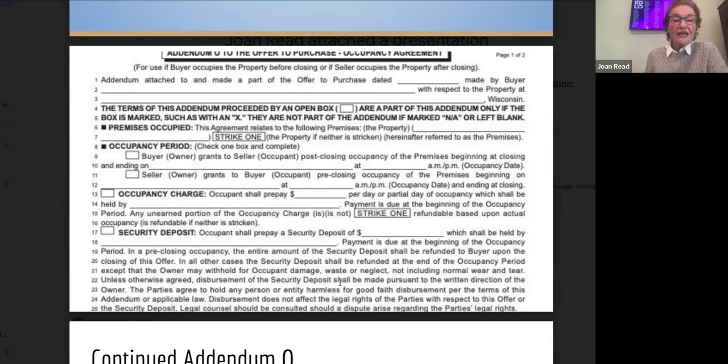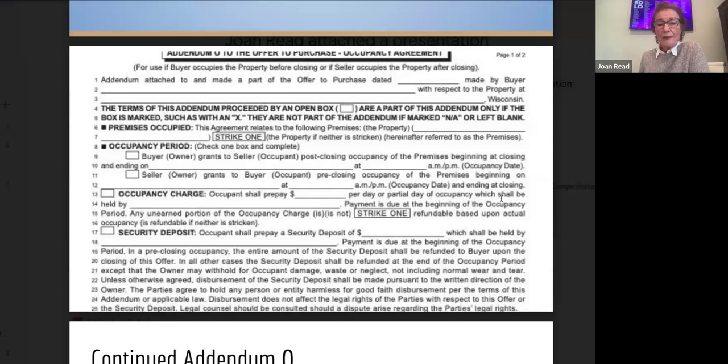So it gives the address, and it then gives the choice of whether this is the buyer occupying pre-closing or the buyer allowing the seller to occupy post-closing. And then the next line is the occupancy charge. Usually you can calculate their mortgage payment per month divided by 30, and you get the daily charge that they would be paying when they own it. That's one way to come up with the occupancy charge.